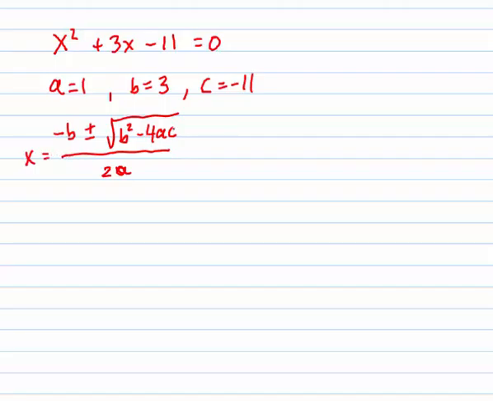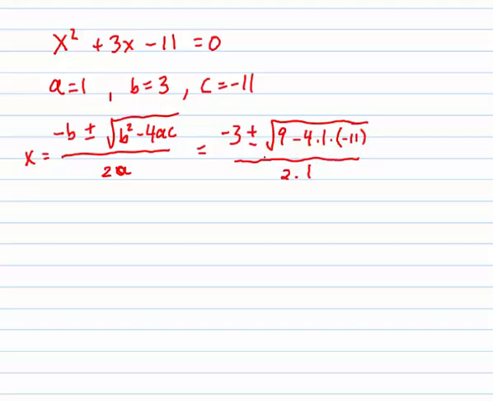Alright, so our x values are equal to these. And so we have negative 3 plus or minus the square root of b squared, or 9, minus 4 times a times c, or minus 11, all over 2 times 1. So x is equal to negative 3 plus or minus the square root of, let's see, that's 44, and 9 is 53, all over 2. So there's our answers.